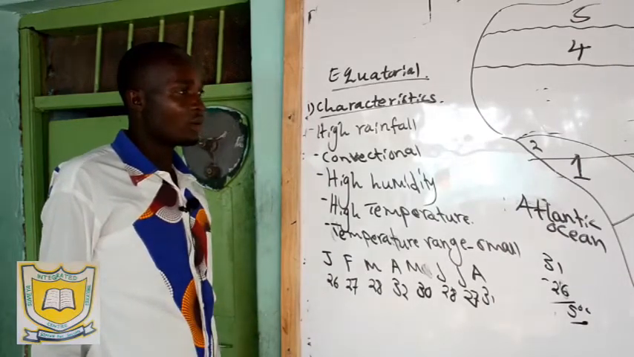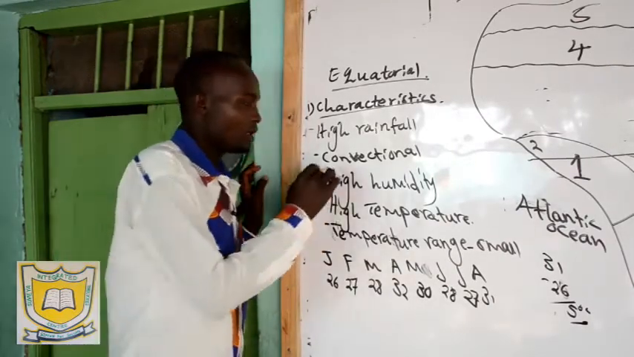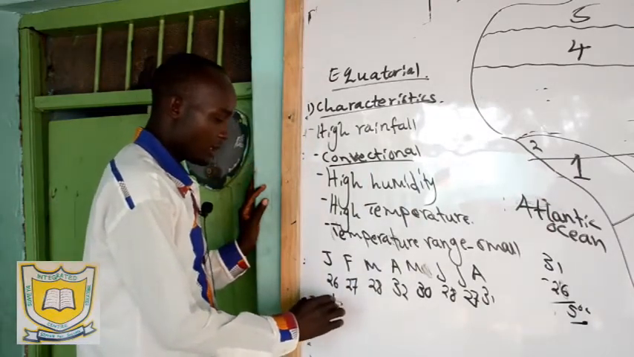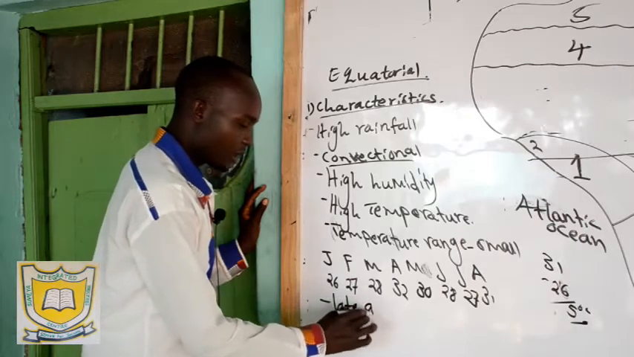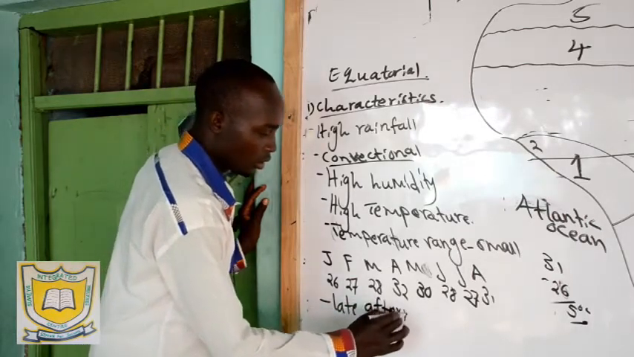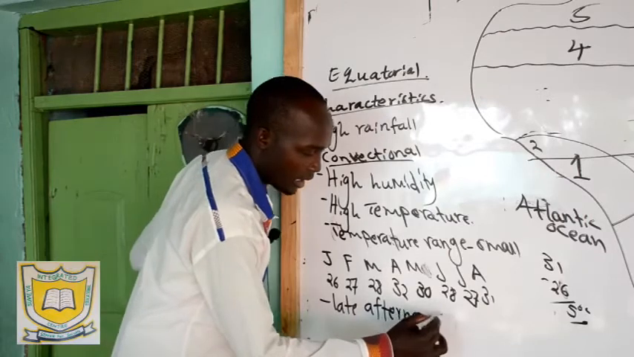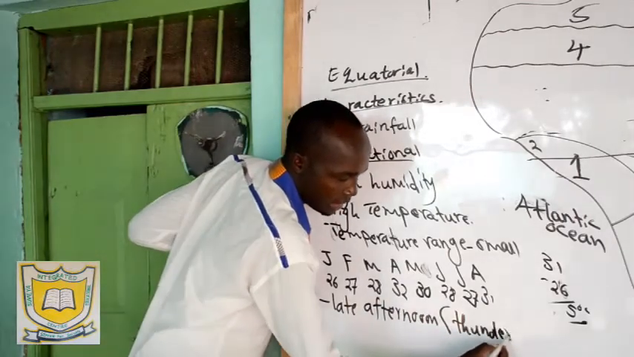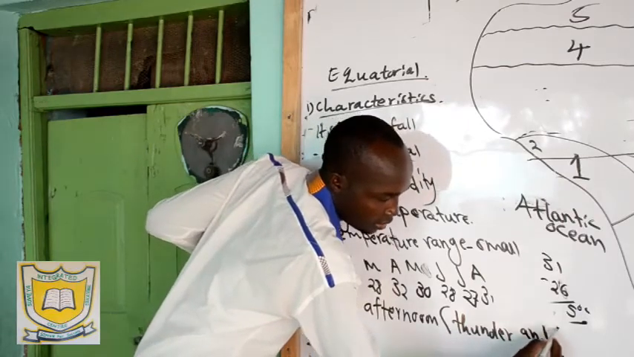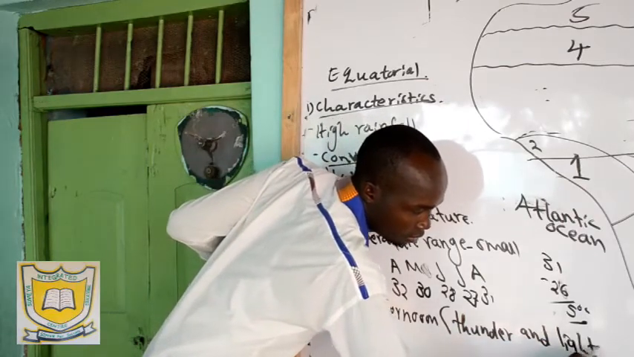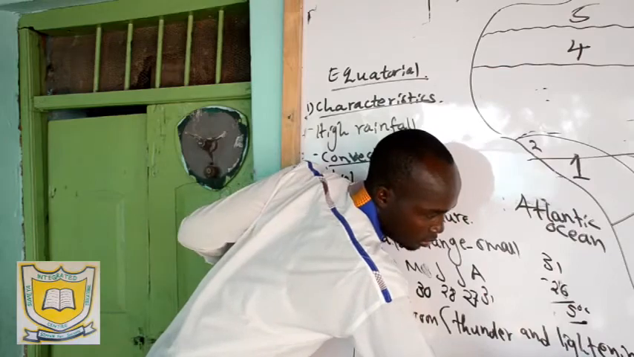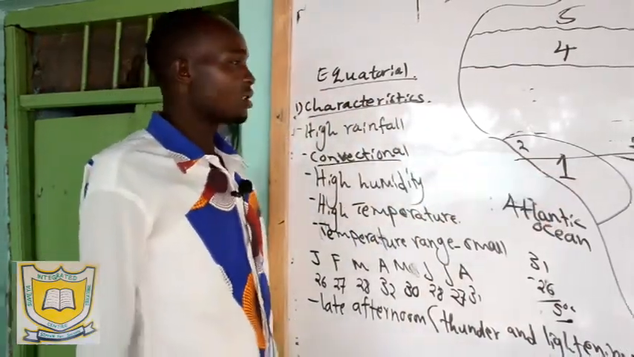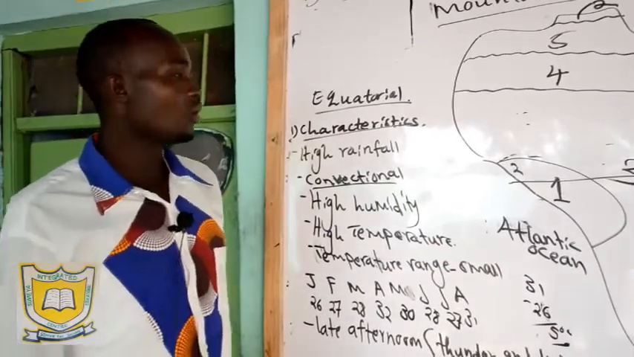So that is about equatorial. Then we have said there is convectional rainfall here. Convectional rainfall normally falls in the late afternoon, accompanied by thunder and lightning. So the rainfall here is accompanied by thunder and lightning. That is about the equatorial region.